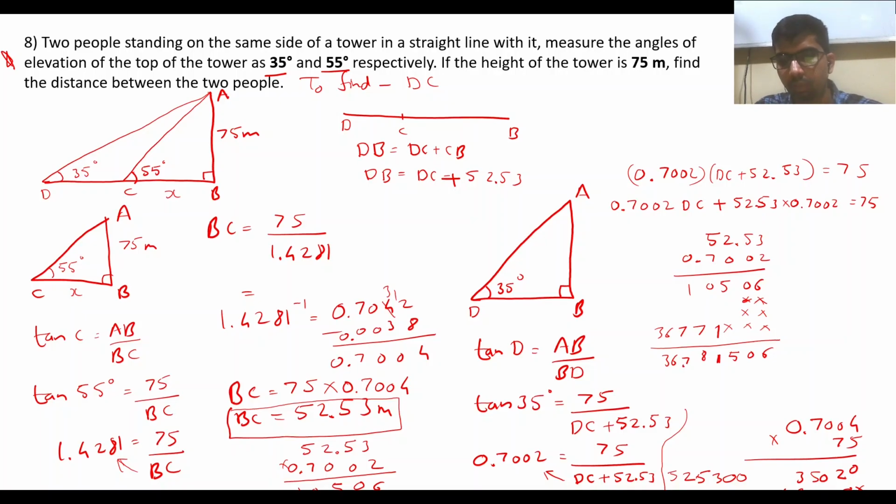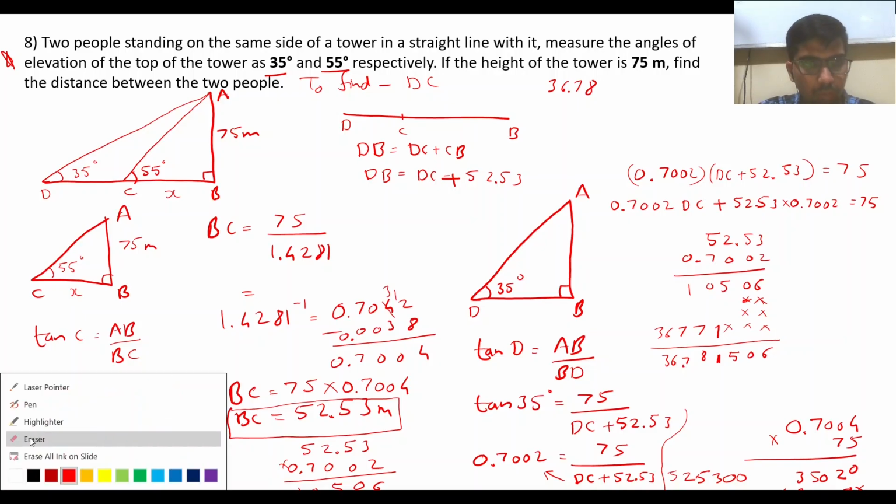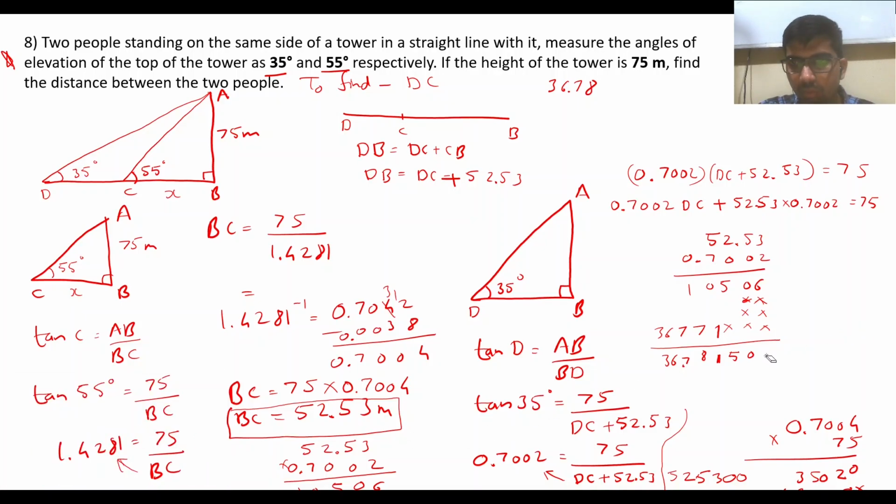36.7815. I'll just take the calculator now. It's 2.53 into 0.7002. Yes, 36.78. I'll just write it over here and erase this part. This is only for rough work. But I've got only one page, so I'm showing everything over here because I don't want to turn to any other page. So you have got 36.78 as the value of one part.